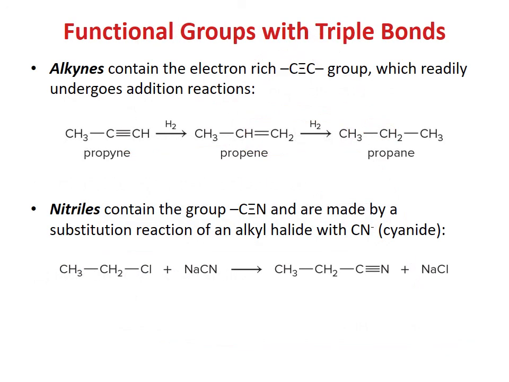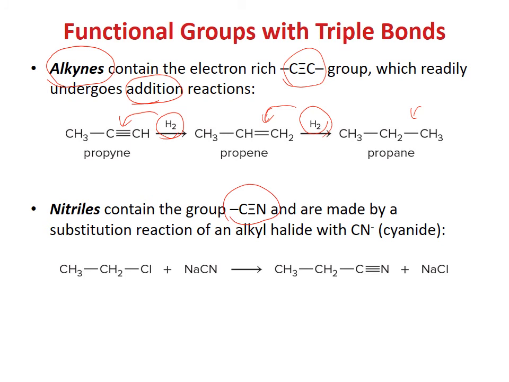Hydrocarbons containing carbon-carbon triple bonds are called alkynes. Alkynes, like alkenes, undergo addition reactions. One hydrogen molecule can add to the triple bond of an alkyne to form a double bond alkene. Another hydrogen molecule adds to the double bond to make an alkane.